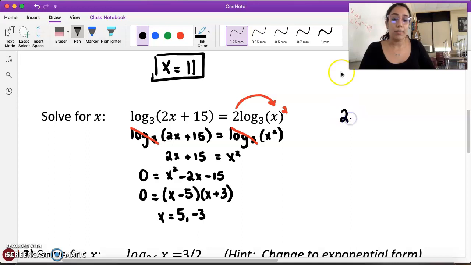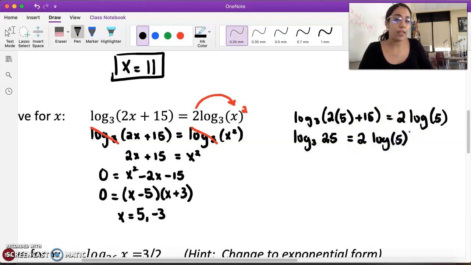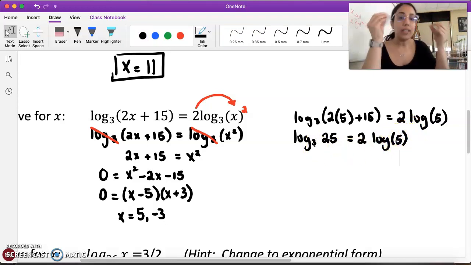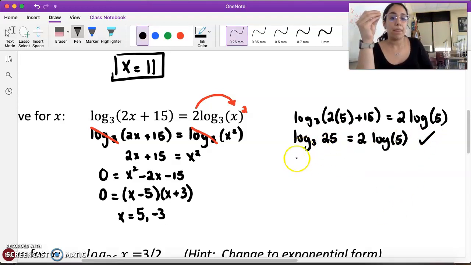So I have log base 3 of 2 times 5 plus 15 equals 2 log of 5. And really we're going to go all the way through. So it's going to be 2 times 5 is 10 plus 15. So log of 25 is equal to 2 log of 5, which we know is true because if we brought that 2 up, it would become 5 squared, which is 25. But the point here is that it doesn't give you a red flag, which is a negative or a 0 inside. So that's fine. So we try the next one.